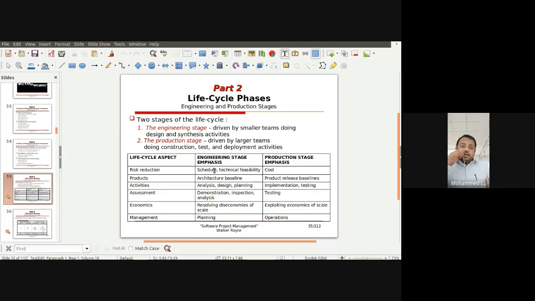So if you take, we have various kinds of aspects like risk reduction, products, activities, assessment, economics, and management. If you take the first one, risk reduction, it emphasizes the schedule and technical feasibility, and in production stage it emphasizes the cost. Whereas in the products, if you take the life cycle aspect, the emphasis is on the architecture baseline.